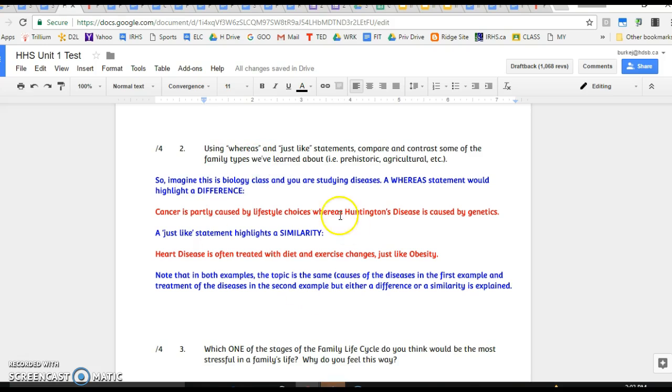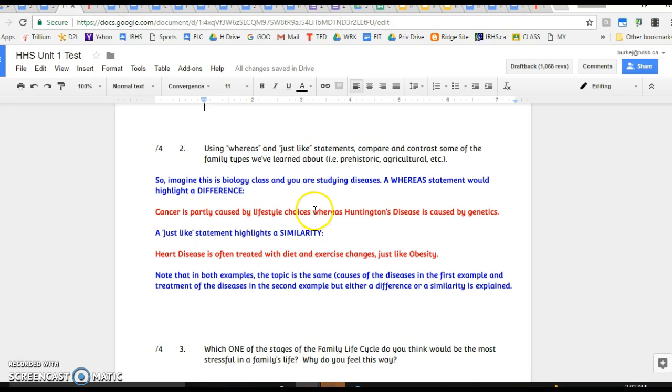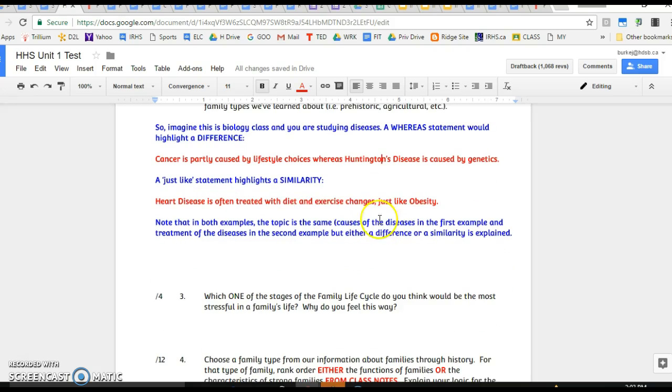I like these kinds of questions because these whereas statements allow you to see the similarities and differences between concepts in a course. So whereas is always going to be a difference. You'll notice the word whereas is in the middle of the sentence. So we've got two diseases here. Pretend it's biology or nutrition class. Cancer is partly caused by lifestyle choices, whereas Huntington's disease is caused by genetics. So they're different. How are they different? This is how they're different. That would count as one of your four.